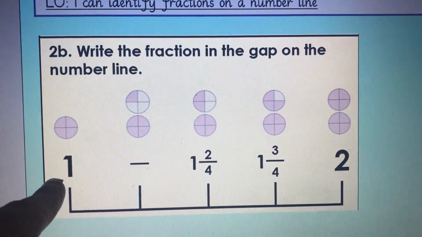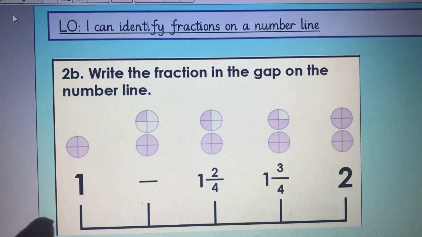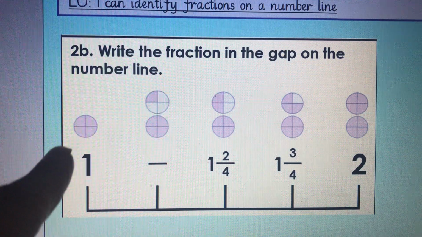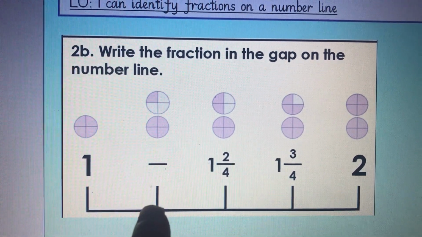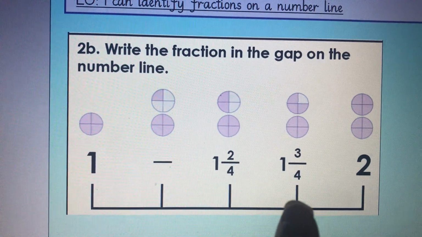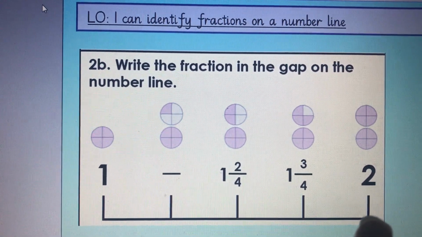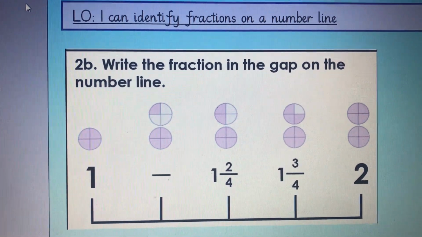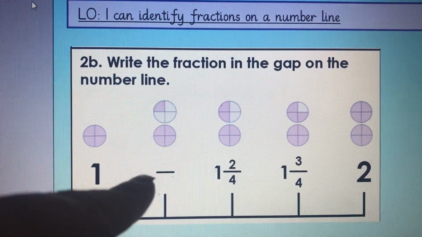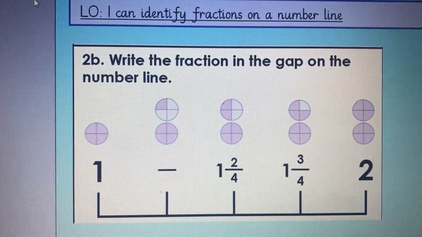And we've got 1 whole 1 again. This number line doesn't start from 0. This number line starts from 1. And the gap is straight away. And then we have 1 2/4, 1 3/4, and then 2 whole 1s at the end. You can either work out the missing number here by using the number line, or you can go up to the diagrams at the top.